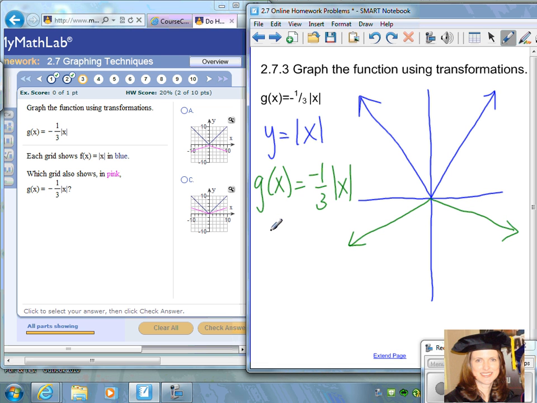You can always choose a few values for x and g of x. For example, I'm going to choose a big enough number so that I can get a nice point. For example, -3.